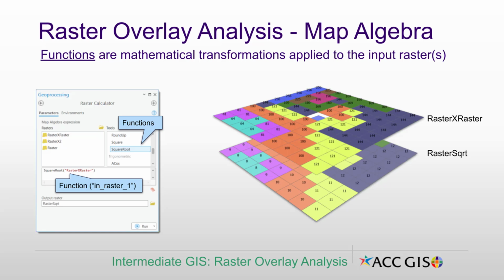If you look at the image on the right, you can see that we've applied the square root to every cell in the raster x raster. And that's reflected in the resulting raster sqrt. So the cell in the upper left-hand corner is 81 in raster x raster, and the square root is 9 in the output raster. Same goes for all the cells that are 100 in raster x raster. The square root of 100 is 10, and that's reflected in the output raster square root.